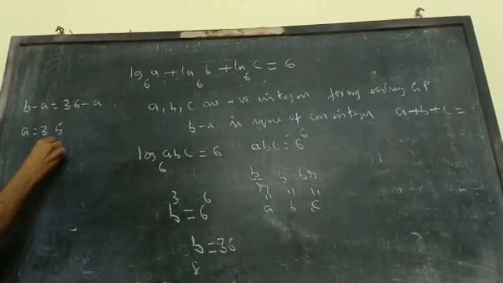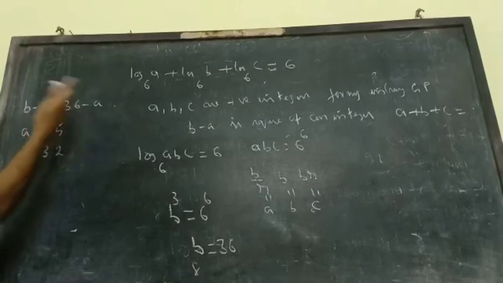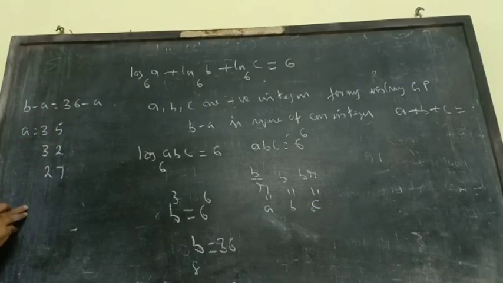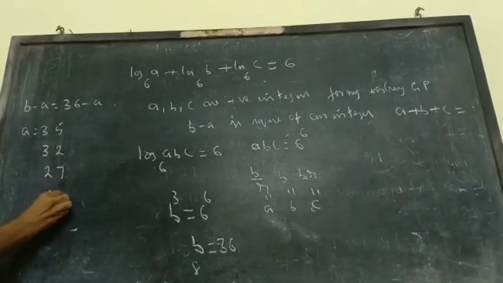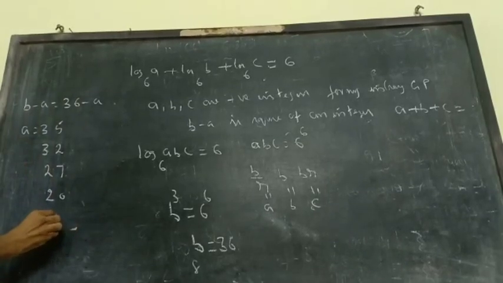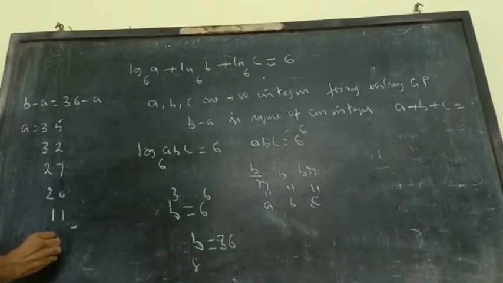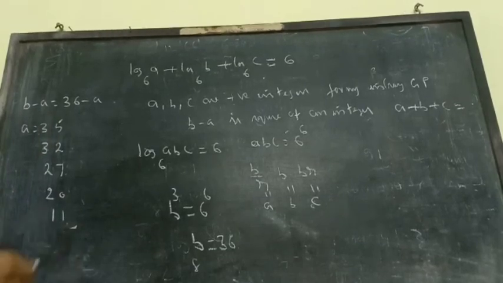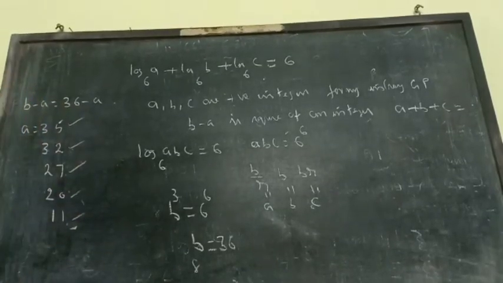Next, what you can expect, A is equal to 32, no? 32, so 4 is a perfect square. 27, 9 is a perfect square. Next possible values, 20, 16 is a perfect square. Next is 11, 25 is a perfect square. Next 36, but A cannot be 0 because it is a positive integer. So these are all the possible values of A you will get.